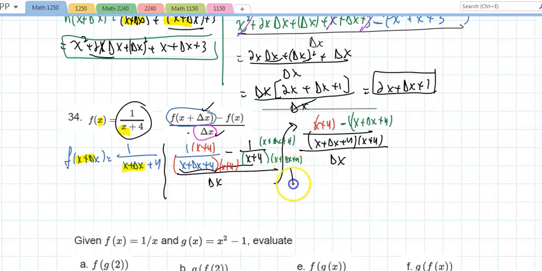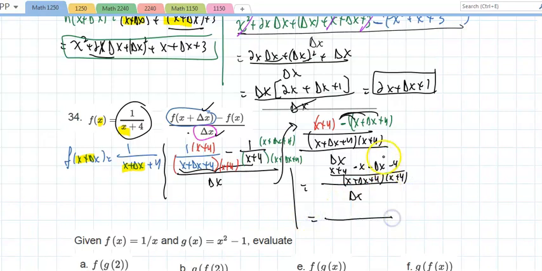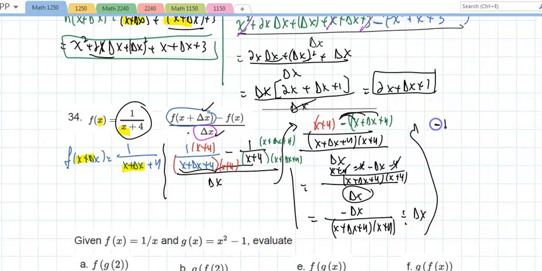And if I say this is x plus 4 minus x minus delta x minus 4 over the LCD, those two cancel out and those two cancel out. That's really negative delta x over x plus delta x plus 4 times x plus 4, divided by delta x. And instead of dividing, can't you multiply by the reciprocal?